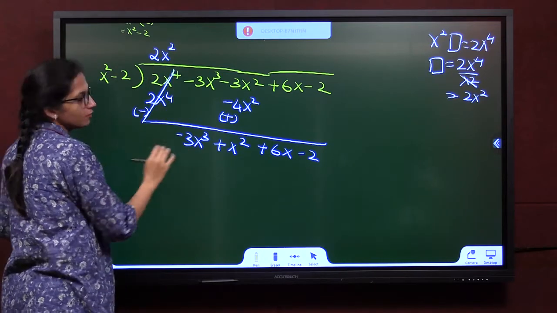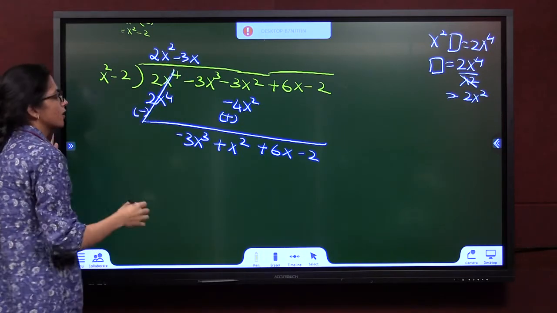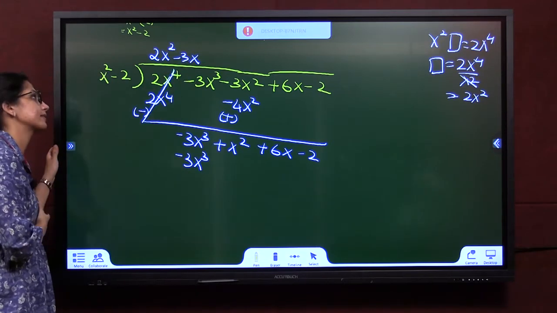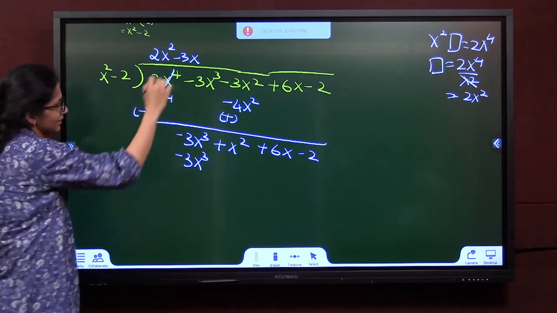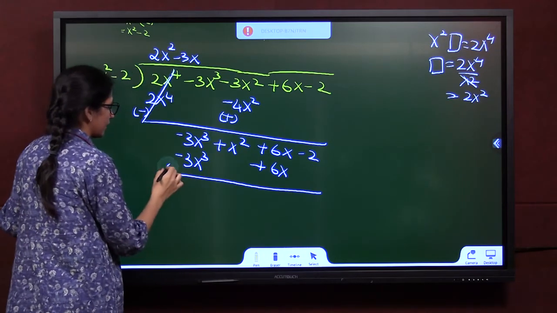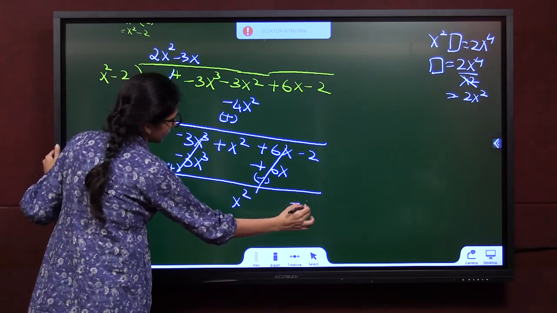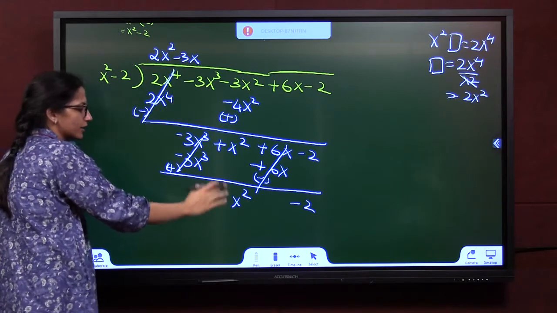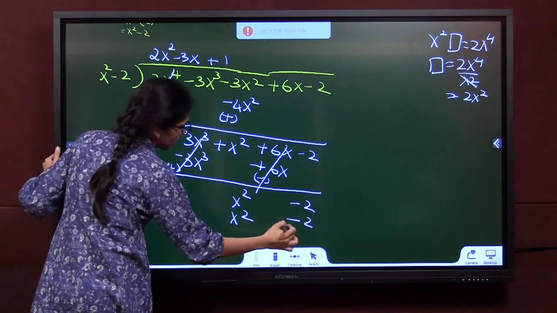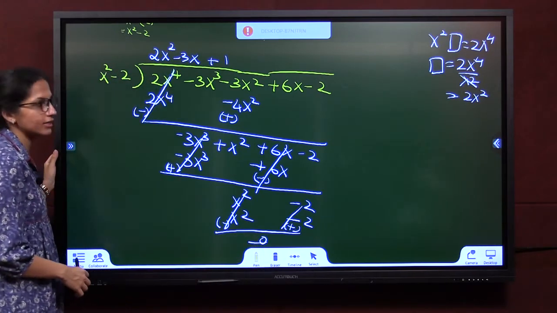x square into what will give minus 3x cube? x square should become x cube, so there should be an x. The constant is minus 3. So, you get minus 3x cube, minus 2 into minus 3 is plus 6, there is an x, so plus 6x. Here it becomes subtract, changing signs. x square minus 2. x square into what will give x square? Plus 1. Minus 2 into plus 1 is minus 2. Change the signs. You get the remainder as 0.